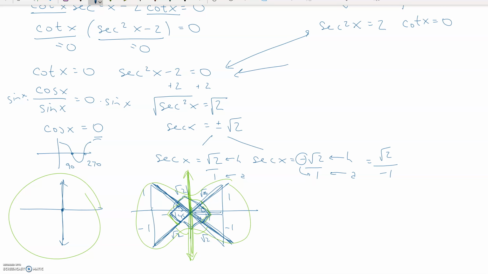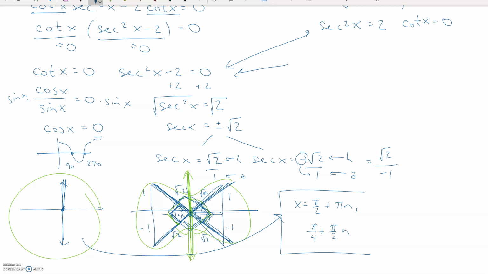Therefore, my final answer is going to look something like this. X equals the smaller angle, that's going to be pi over 2, and I'm spinning in half circles, so that's going to be pi n, and then the smallest angle, that's 45, so that's pi over 4, plus I'm spinning in little 90-degree angles all the way around, that's going to be pi over 2 n.